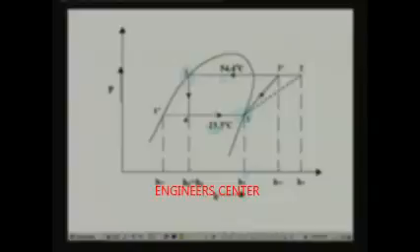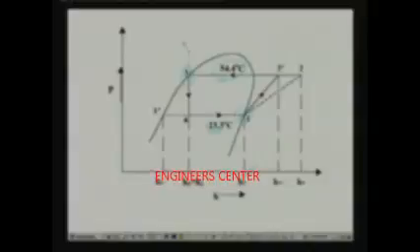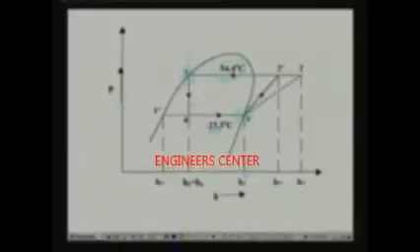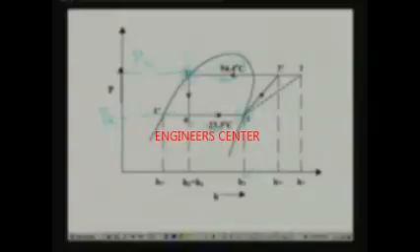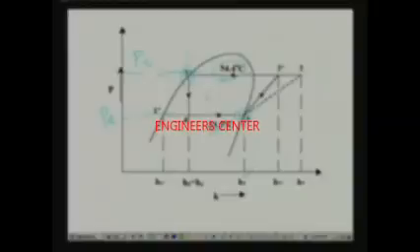Similarly, all the properties at point 3 can be obtained just from this temperature and the quality, because it is a saturated liquid. These properties can be obtained directly from the refrigerant database, or if you have a pH chart, you can directly locate these points. And from the pH chart, you can find out the condensing temperature and the evaporating temperature. So, we know the pressures and we know the properties at points 1 and 3.